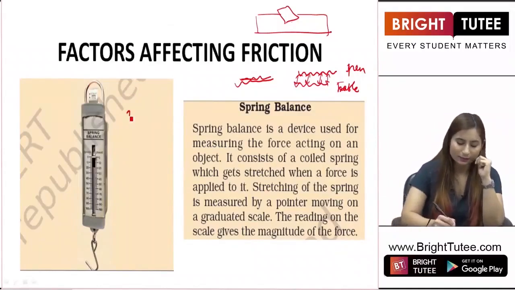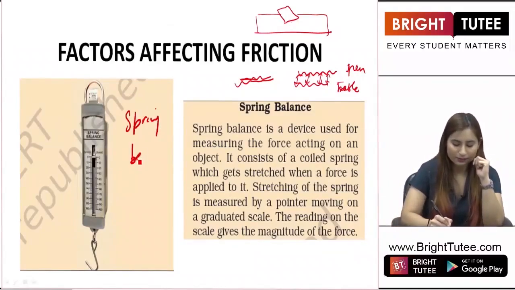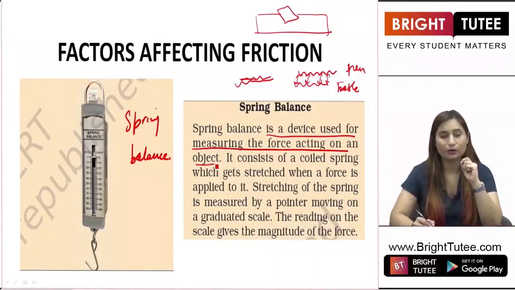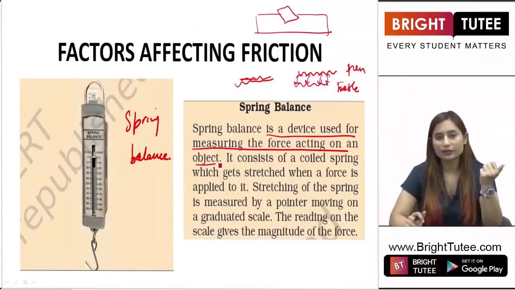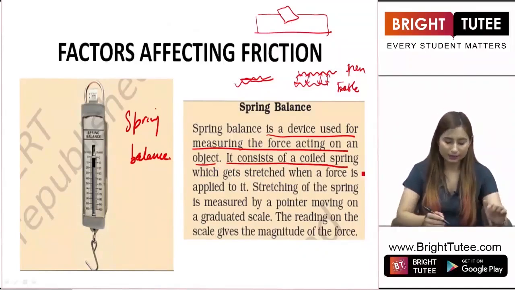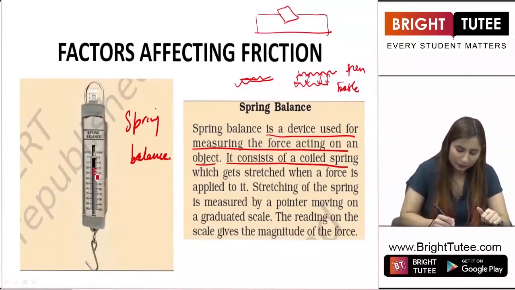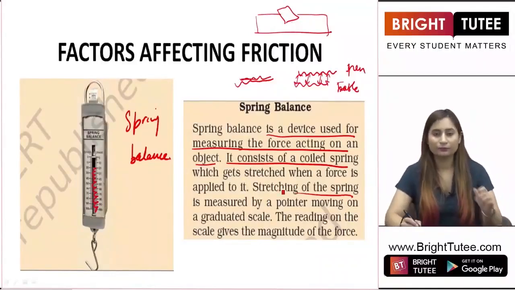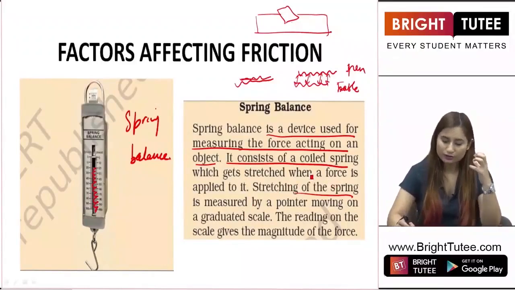Students, this is the spring balance, as you can see in the picture. Spring balance is a device used for measuring the force acting on an object. How can we do that with the help of a spring balance? Now let us see. It consists of a coiled spring. There is a coiled spring inside it, which is the indication of the force, which gets stretched when a force is applied.